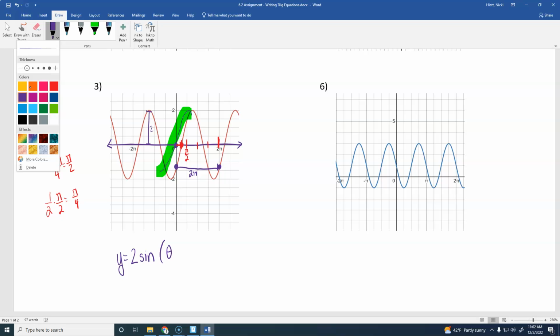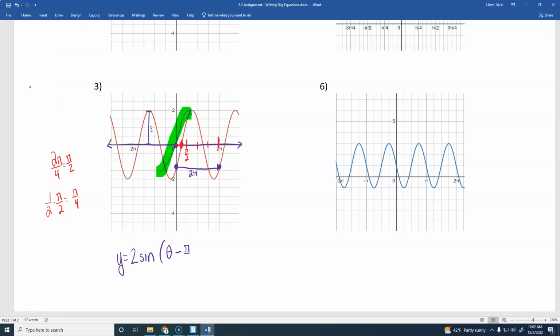All right, so if I want to move this to the right pi over 4, there was no period change, so this is very straightforward. You just have to do minus pi over 4.